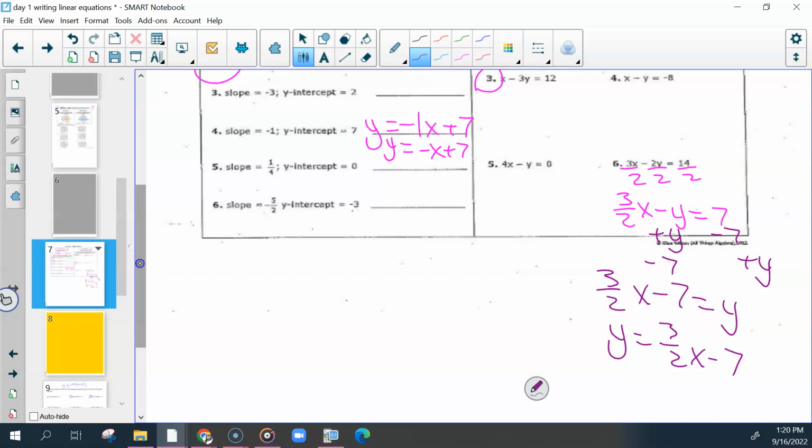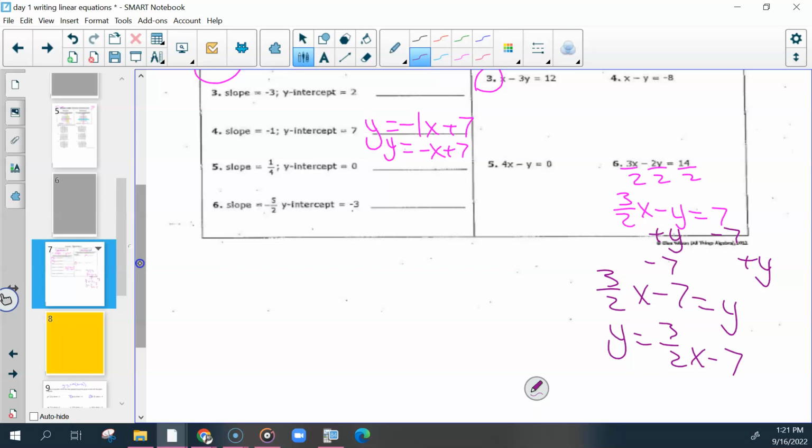Right, I moved y over here, and I moved 7 over here. You can do that to all of them as long as you do it to both sides. You can't just move it and not do it to both sides. You have to do the inverse, so opposite, and go across.